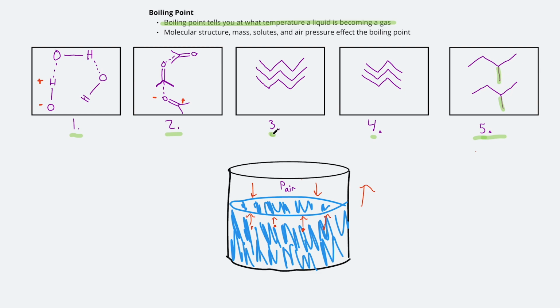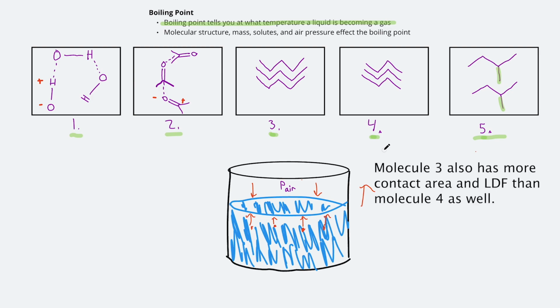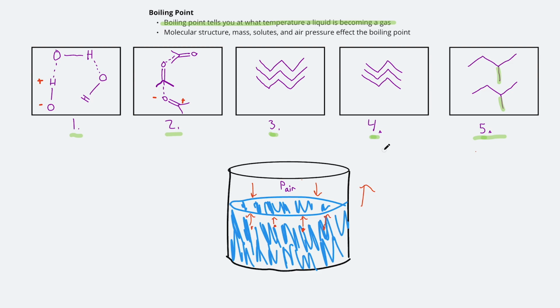The difference between 3 and 4 is that they are different molecular weights. Because if we look at the structure, they both stack, so they both do a really good job of having maximum contact area. But number 3 is heavier than number 4. So the molecule number 3 has that extra carbon. And what that does is it means that we now need more force. Because it's a heavier molecule, we need more force to make it a gas now.